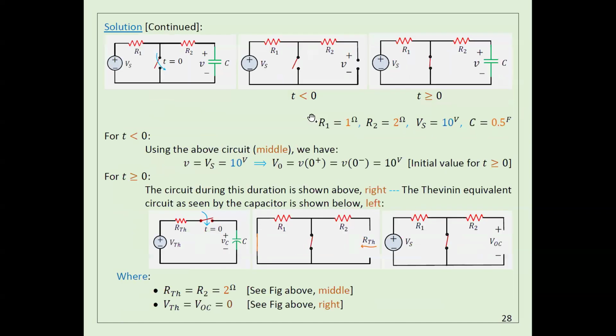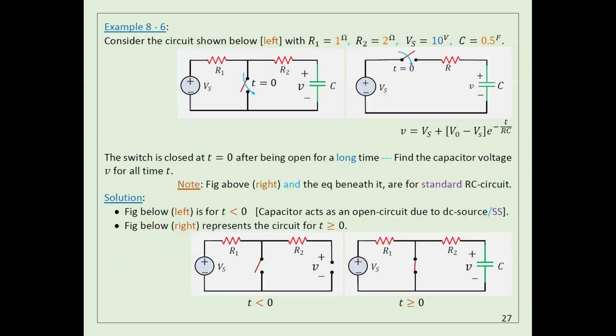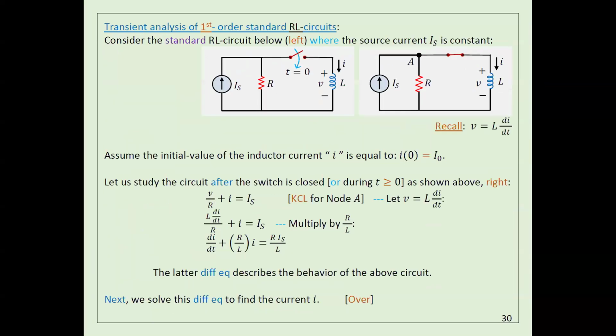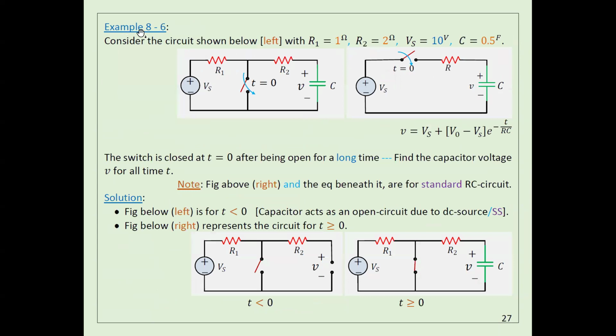Let's see the next example. In the next example, I have a circuit like this one, and let's see what I told you here. The switch is closed at time t equal to 0 after being open for a long time. I'm telling you, this switch was open, so the circuit was open for a long time, okay? And then at time t equal to 0, I closed it.